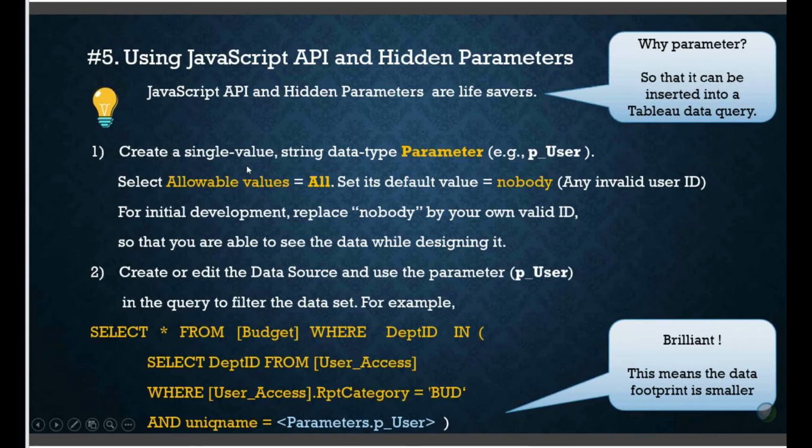So the first step is you create a parameter, a single value string data type. Let's call it p-user. And let's set its default value to nobody. But when you start designing your visualization, if you put p-user equal to nobody, you won't be able to see any data. So for the initial development, you put your own ID into p-user, okay? Then you create your data source and you have your data query and you insert your parameter p-user into your data query. And this will help you filter the data for the user.